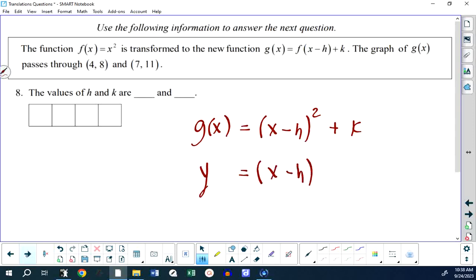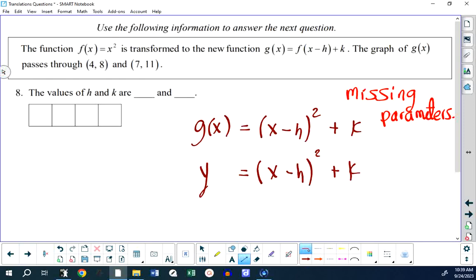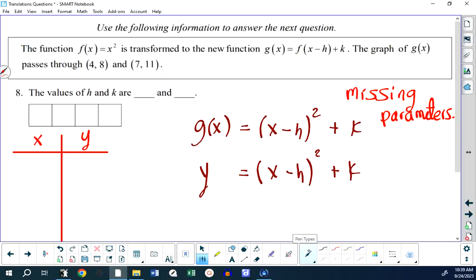So this is the equation of the new function. And what we have are 2 missing parameters. I've tried whenever possible to impress on you during class that when you have missing parameters, the whole strategy that will lead you to success is centered around putting in ordered pairs and solving for those parameters.